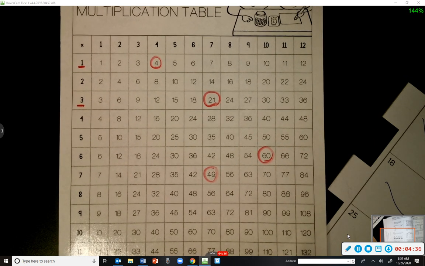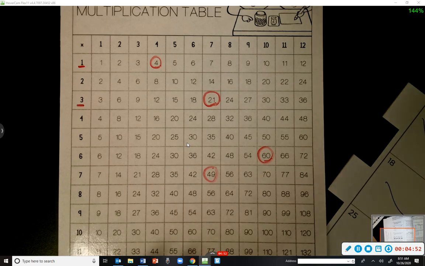Okay, 5 times 4. So I want you in class to find 5 times 4 by looking at the board. Start at the 5 and then we go over to where? The 4, good. This is 20. So it would be 20.